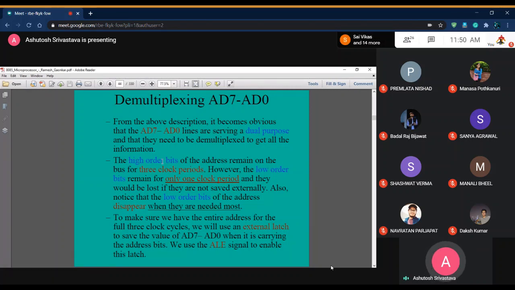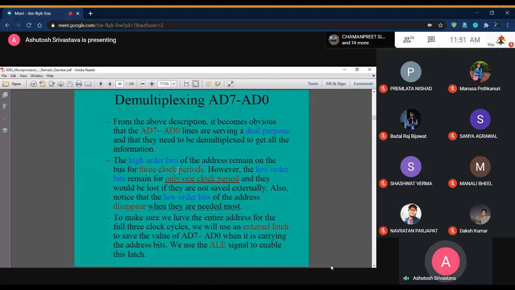So the higher order bits of the address remain on the bus for the 3 clock periods. This is how the actual operation within the ALU system happens. In this, the lower order bits only remain for 1 clock period, while the higher order bits of the address remain for 3 clock periods.